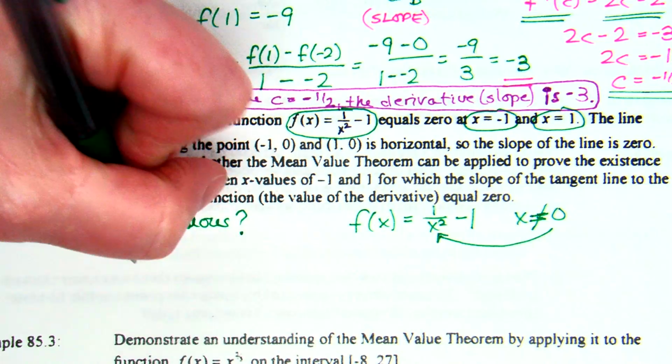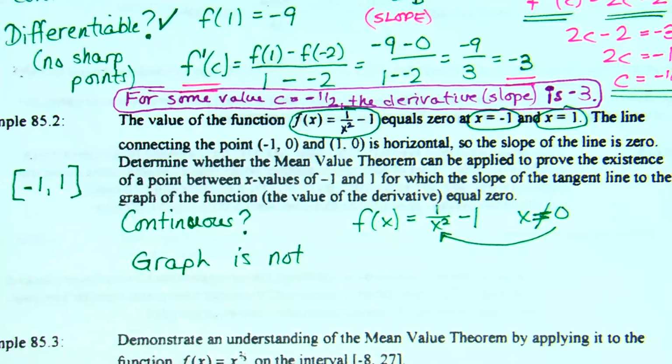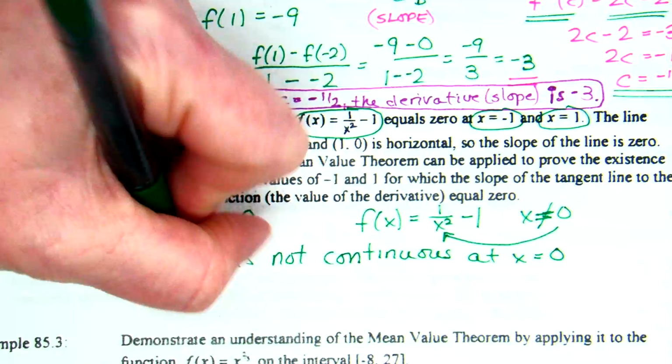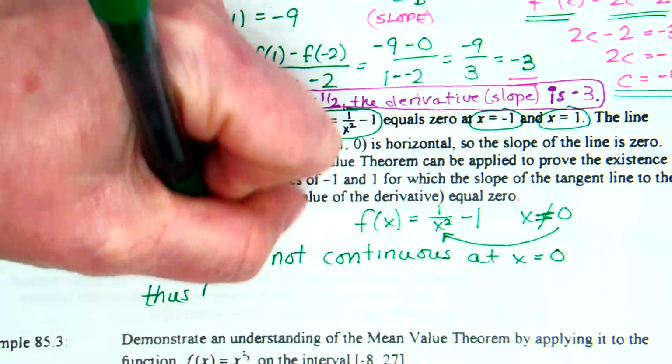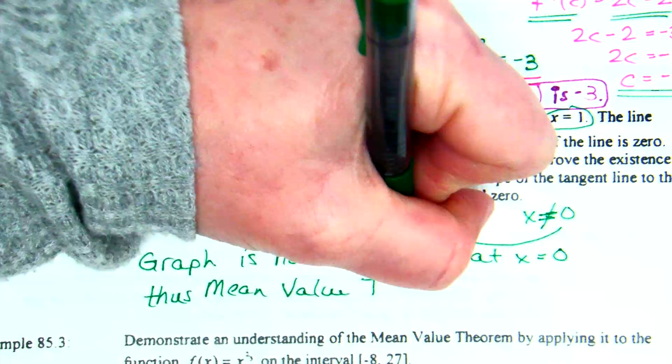And that's essentially what I'm going to write. And that's it for this problem? Yep. We are stuck because it's not continuous. So the mean value theorem only works if you can justify it's continuous and differentiable. Graph is not continuous at x equals 0. Thus, mean value theorem cannot be used.